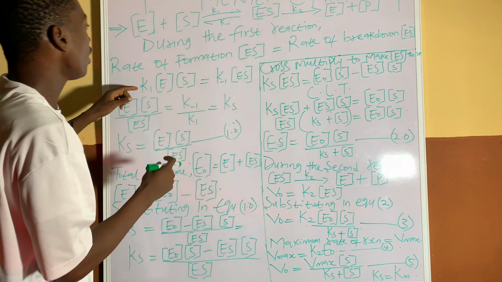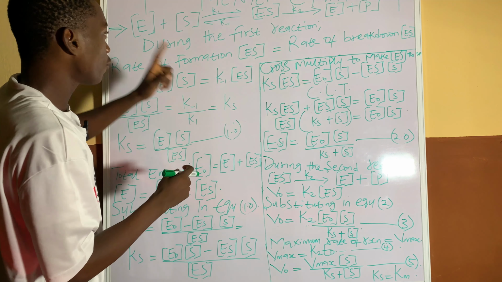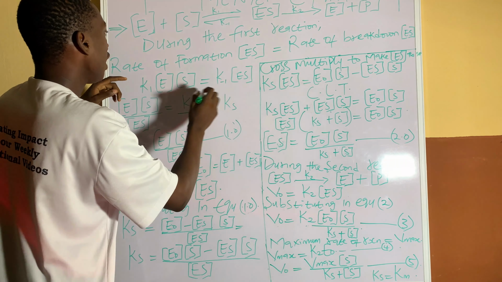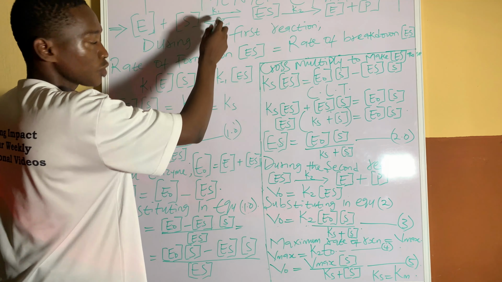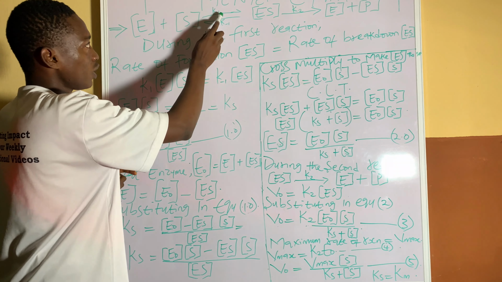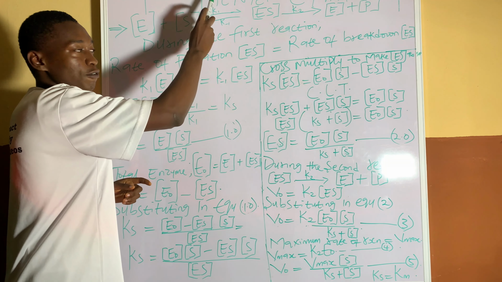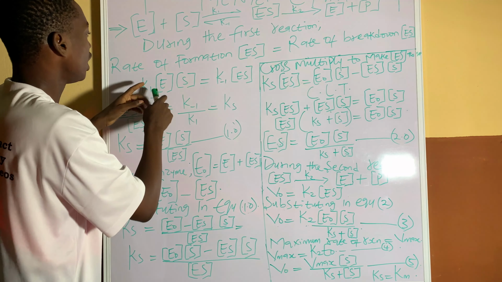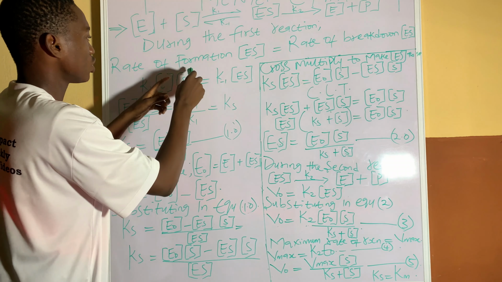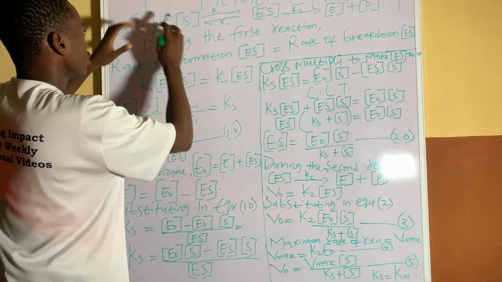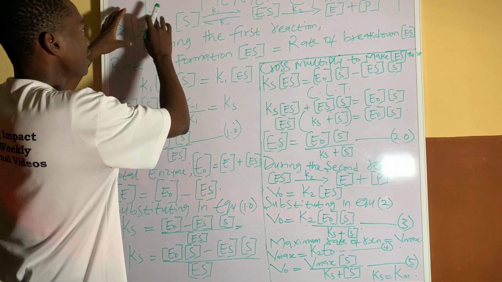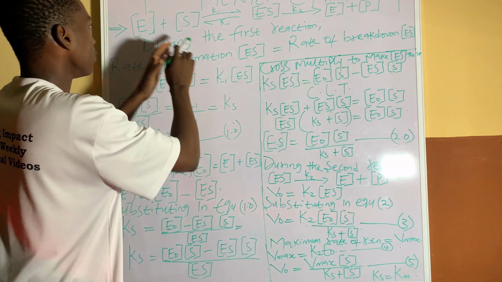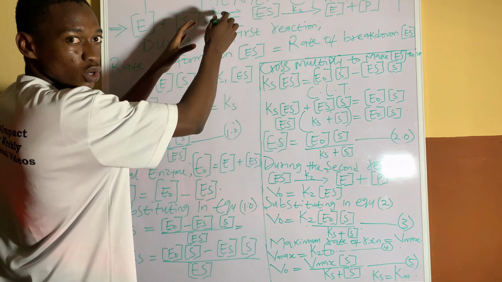Now, we begin to say that we have what we call K1. For the first reaction, which is the formation, E plus S to form ES, we have the constant K subscript 1. That's what you are saying in the first reaction, the forward reaction. In the forward reaction, we have K1, concentration of E, concentration of S. That's the reactants and the constant. So what it takes to form is E, S, and this constant.